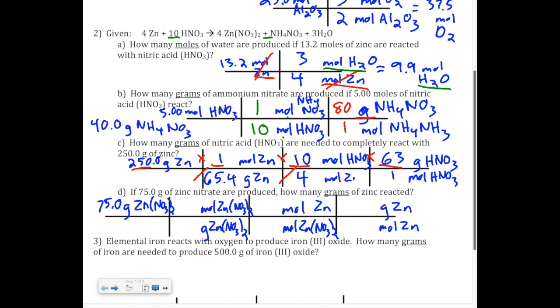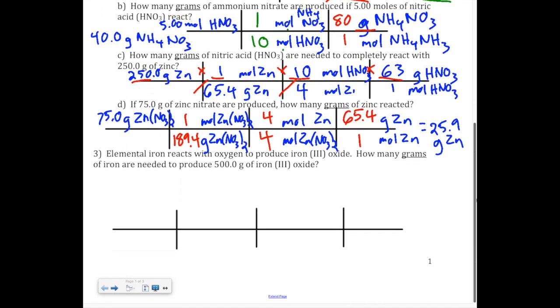Very nice. All right, now I'll put in my numbers from the periodic table. This is going to be 189.4 grams per 1 mole, and then the coefficient for zinc is going to be 4, and the coefficient for zinc nitrate is also 4, and then the molar mass for zinc is 65.4 grams per 1 mole. So my final answer that I end up with, part D, is going to be 25.9 grams of zinc. All right. Good to go.